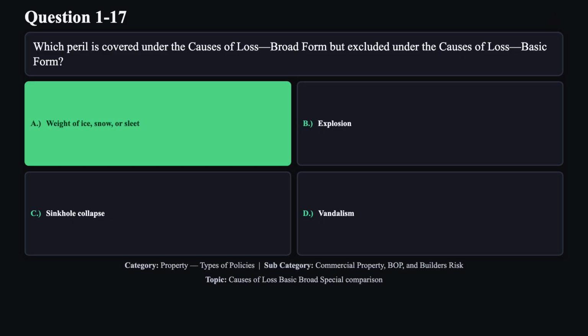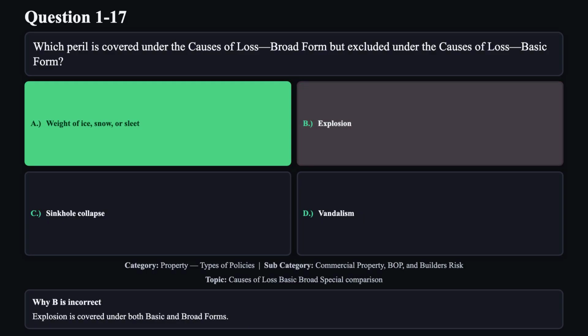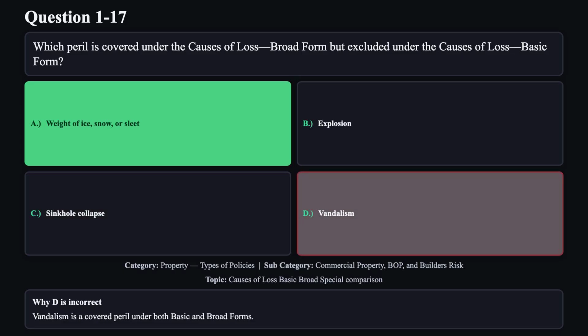The correct answer is A. The correct answer is weight of ice, snow, or sleet because the broad form adds that peril, whereas the basic form does not include it. Reason B is not correct. Explosion is covered under both basic and broad forms. Reason C is not correct. Sinkhole collapse is included in both basic and broad perils lists. Reason D is not correct. Vandalism is a covered peril under both basic and broad forms.